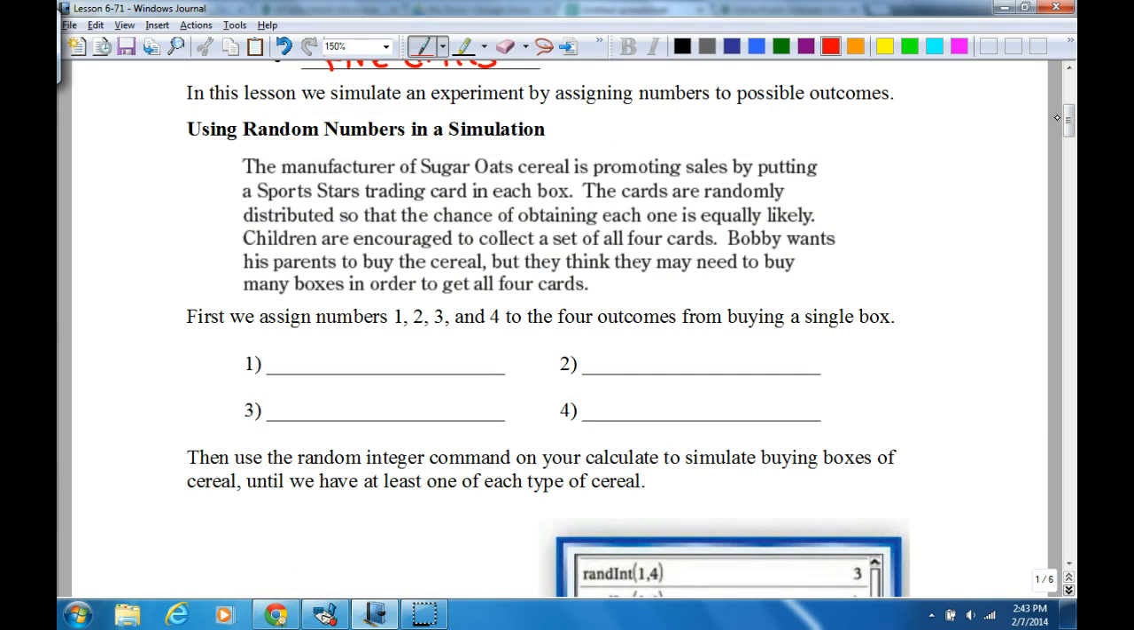In this lesson, we're going to simulate an experiment by assigning numbers to possible outcomes. So, for an example, let's read this situation. A manufacturer of sugar oat cereal is promoting sales by putting sports stars trading cards in each box. The cards are randomly distributed so that the chance of obtaining each one is equally likely. Children are encouraged to collect a set of all 4 cards. And Bobby wants his parents to buy the cereal, but they think they may need to buy many boxes in order to get all 4 cards. First, we assign numbers 1, 2, 3, 4 to the 4 outcomes from buying a single box.